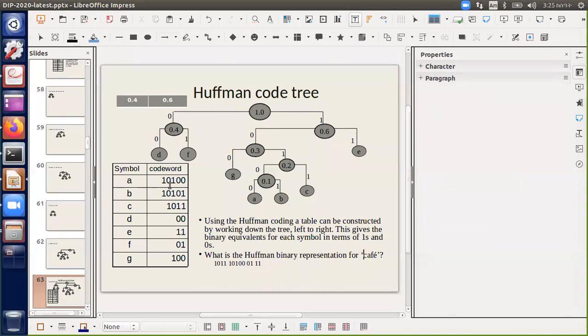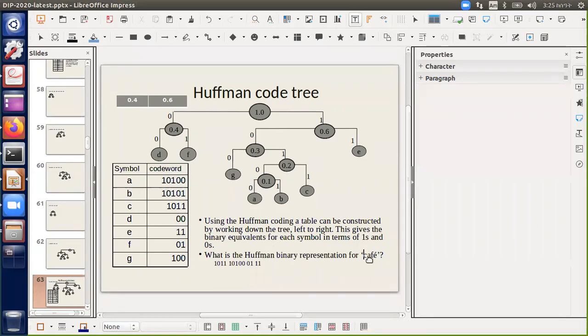For instance, I want to compress CAFE, cafe. What is the code word that we have to assign for cafe? If you are using ASCII, since every symbol is assigned 8 bits, for the 4 symbols, 4 times 8, we are assigning 32 bits. But if you follow Huffman compression techniques, C is assigned not 8 bits. C is assigned 1011, only 4 bits.